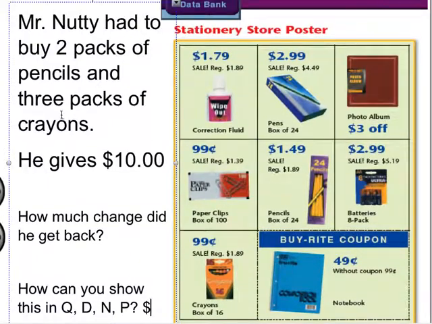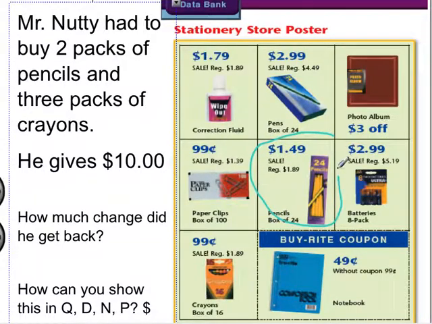Okay, so first things first, he buys 2 packs of pencils. So pencils, each pencil box is $1.49, so we'll have to keep in mind that we need that times 2. And then he also goes and buys 3 packs of crayons. Here's the packs of crayons. They're on sale. Good job, Mr. Nutty. 99 cents, and we have to keep in mind that it's also going to be times 3. So this is a multi-step problem. So the first thing we need to figure out is if he's paying money and we're trying to figure out how much he got back, we kind of got to know how much he spent.